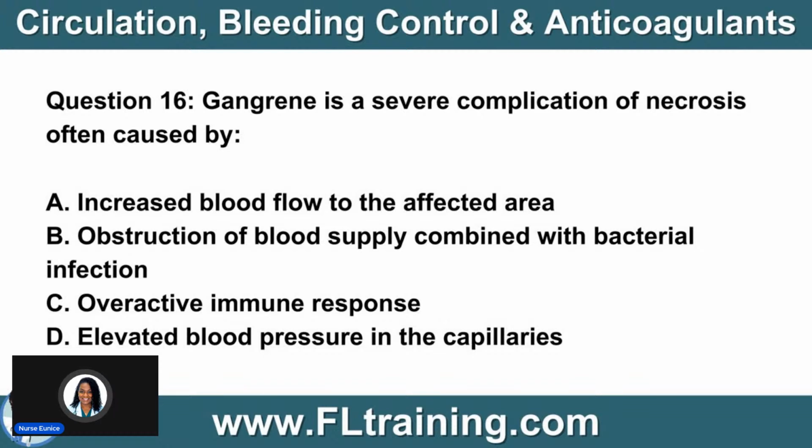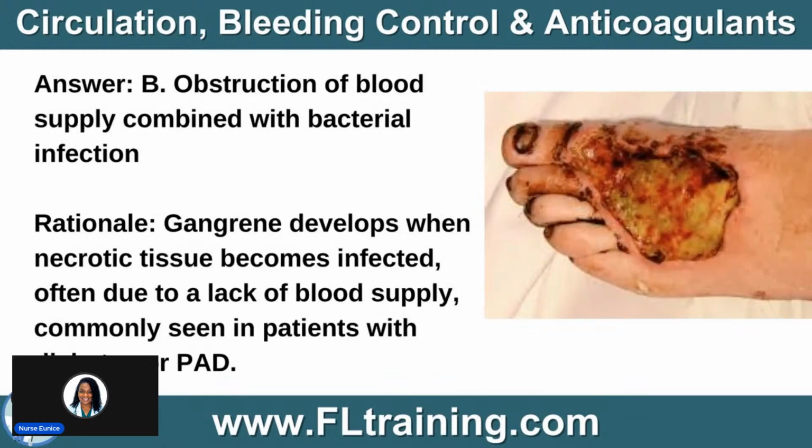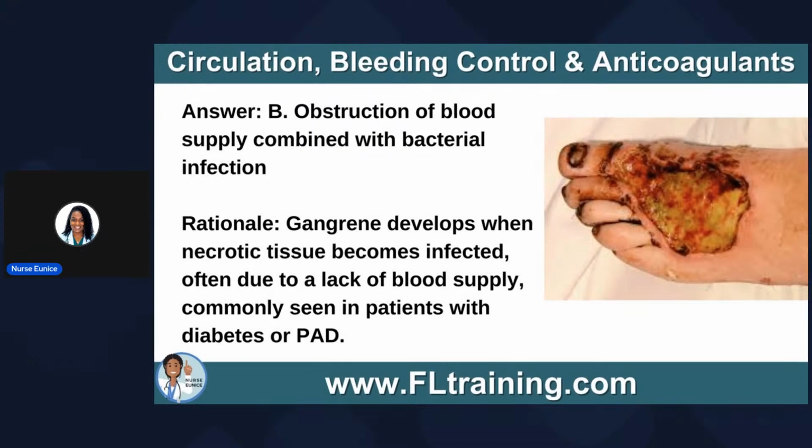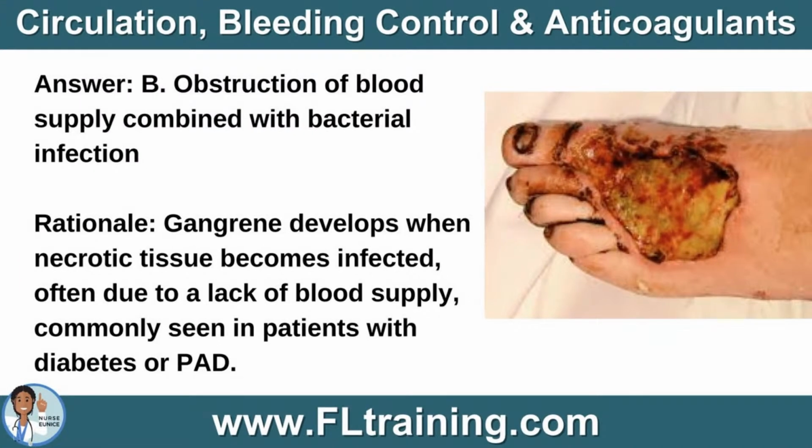We rarely hear of a gangrene diagnosis in current times, but that was common a few decades ago. So everybody, if you have a sensitive stomach, the next slide, you may want to turn your head, but gangrene is caused by, yes, everybody, it is B. Gangrene is caused by obstruction of blood flow combined with bacterial infection. So gangrene develops when the tissue becomes infected, often due to a lack of blood supply, commonly seen in patients with diabetes or peripheral artery disease.